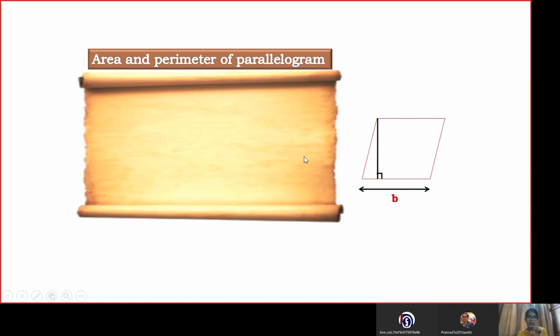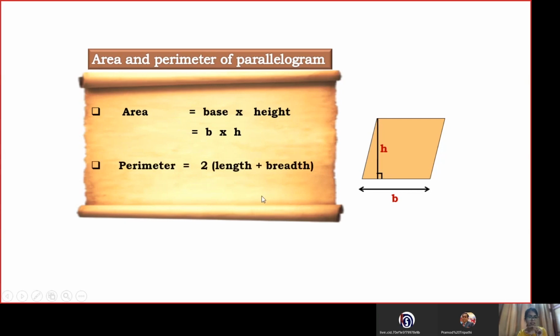Okay. The area of a parallelogram is given by the formula base multiplied by the height. If you consider the base as B, the height is always drawn from the opposite vertex. Similarly, the perimeter is given by the formula sum of all sides. Since opposite sides are equal, the perimeter will be given by the formula 2 into length plus breadth.